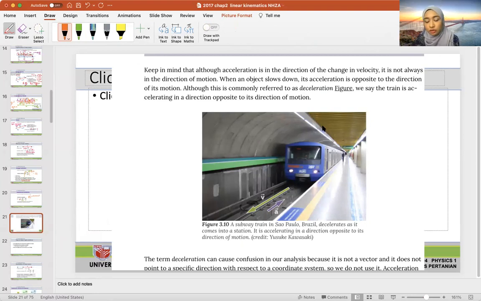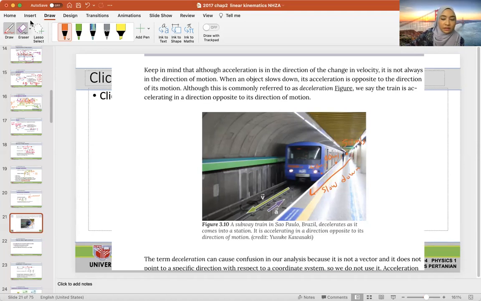when a train is stopping at its station, it will slow down, right? It will slow down. And then let's say it started from 50 meter per second at this point, and then kat sini dia 40 meter per second, and then kat sini 30 meter per second.